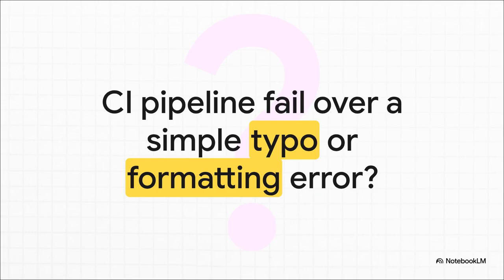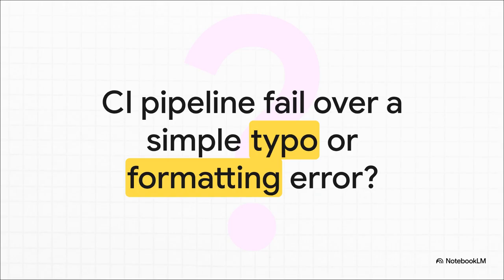I mean, come on, we've all been there, right? You push your code, you're feeling good about it, you go grab a coffee, you come back 5, 10 minutes later, and bam, CI pipeline failed. And what was it? A simple typo, a formatting error. Maybe you left a print statement in there. It is so frustrating, and it's just a huge waste of time and CI resources.